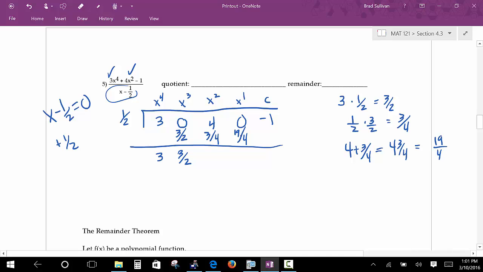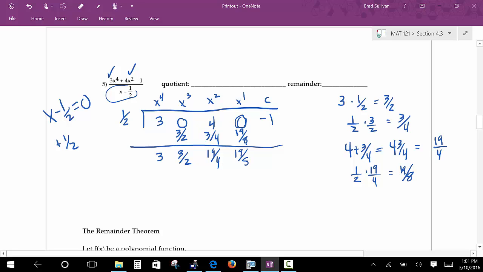Add the, hold on, what am I doing? I forget, that needs to go here. Sorry, I do that a lot, get distracted in what I'm doing. Okay, so we got that. Now we're going to multiply. So when we multiply, we're going to do 1/2 times 19/4. What's that? That's 19/8, right? Add the column.